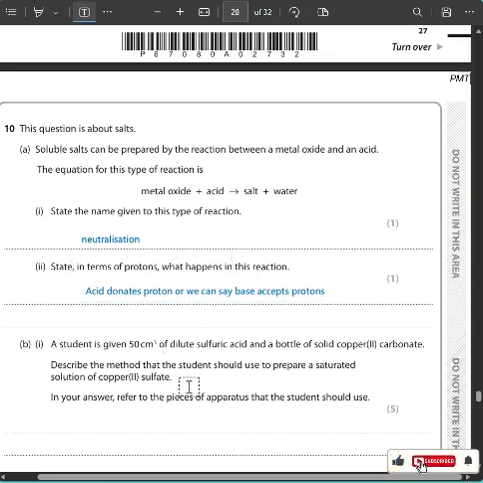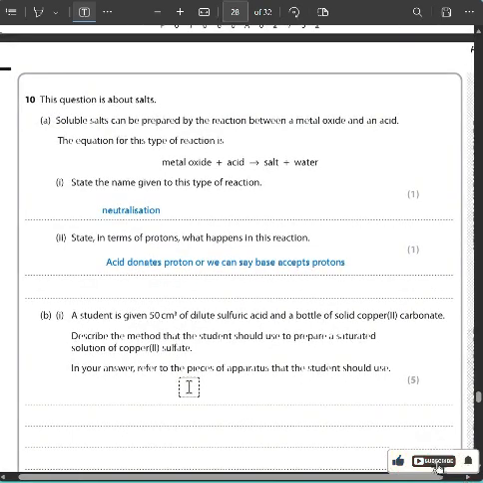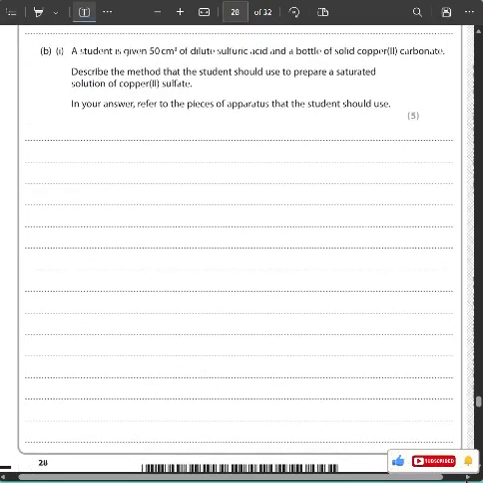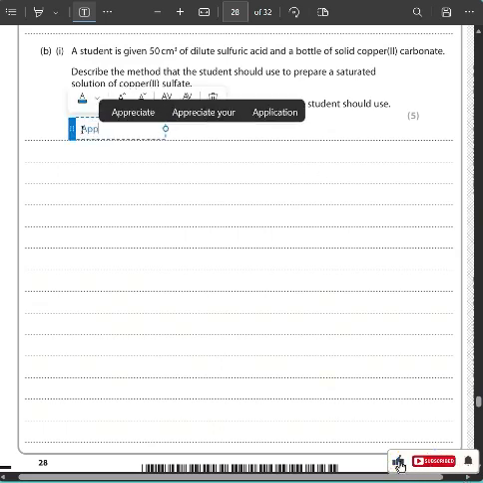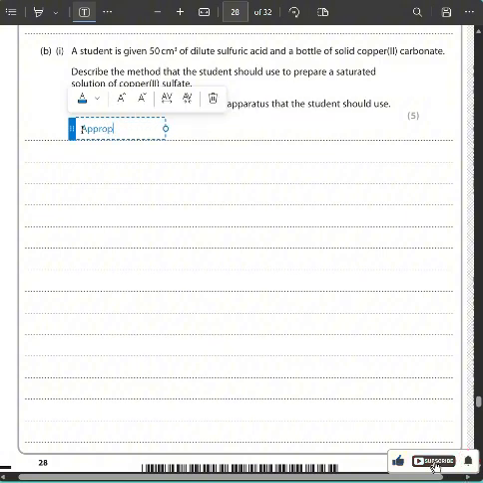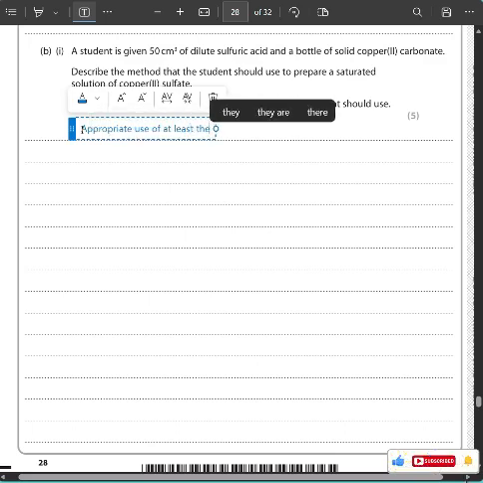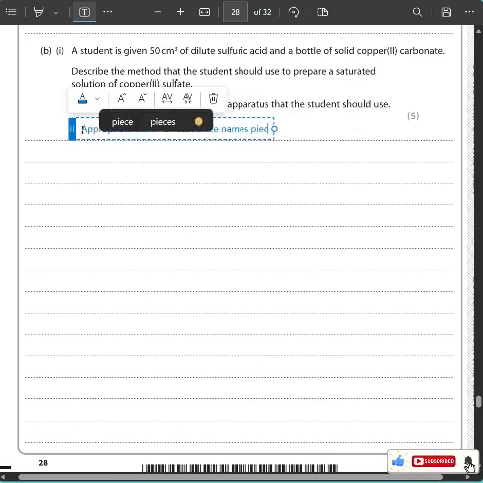A student is given 50 cm cubed of dilute sulfuric acid and a bottle of solid copper(II) carbonate. Describe the method that the student should use to prepare a saturated solution of copper(II) sulfate. In your answer, refer to the pieces of apparatus that the student should use. Okay, there is appropriate use of at least 3 named pieces of apparatus.